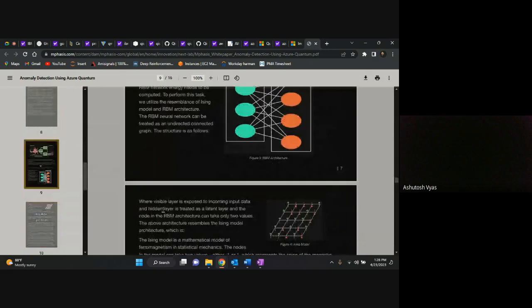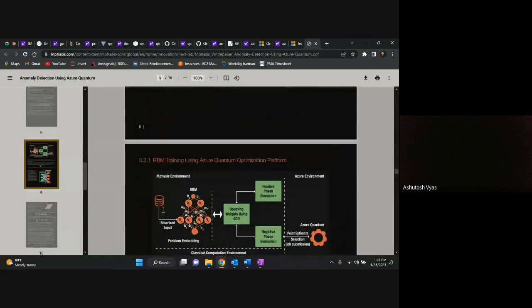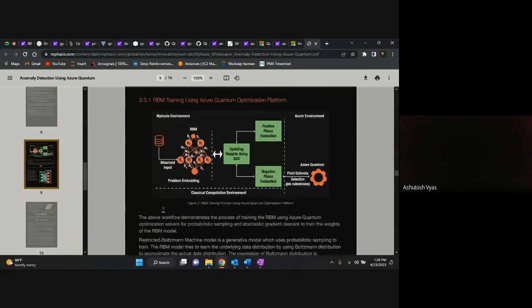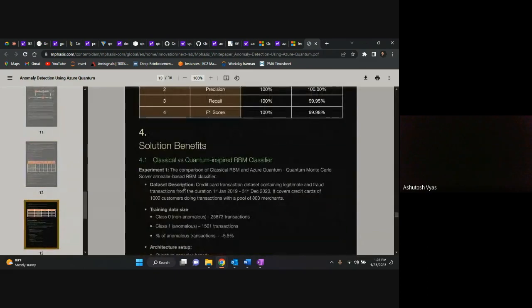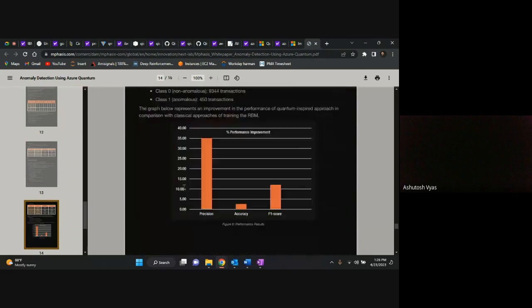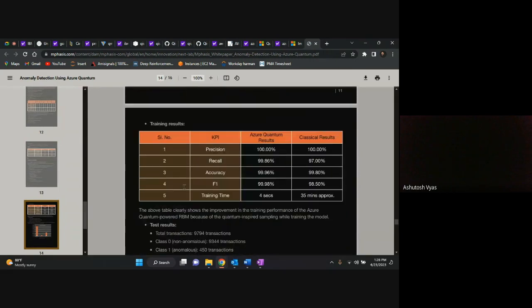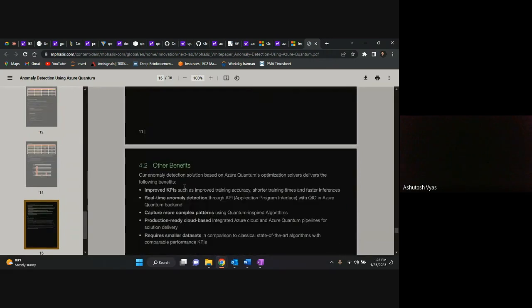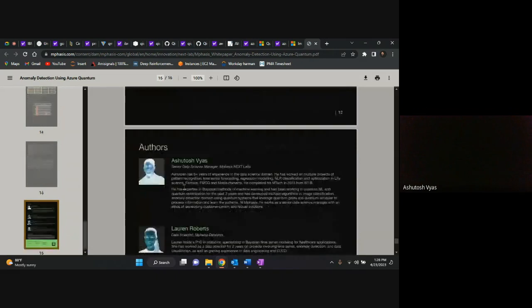We basically used a restricted Boltzmann machine to design it. This is the design of an RBM. Solution benefits: if you want to read how it basically defeats MCMC, we have given a lot of stats around it, and how it was able to show the improvement.